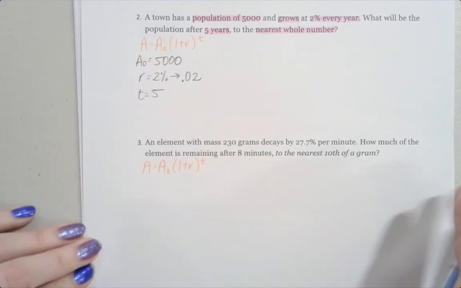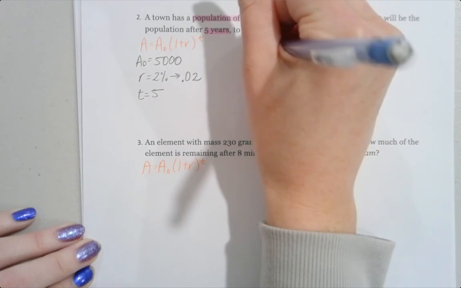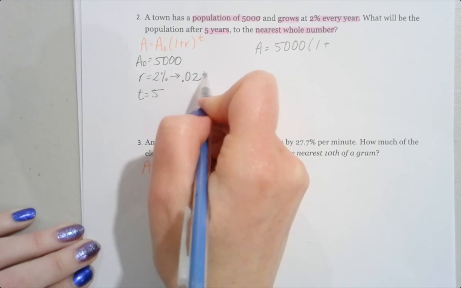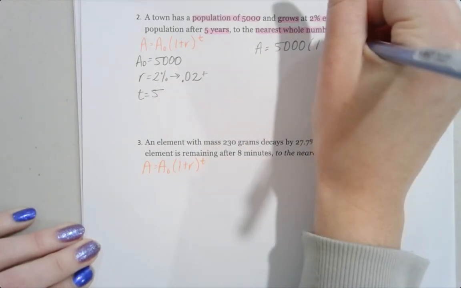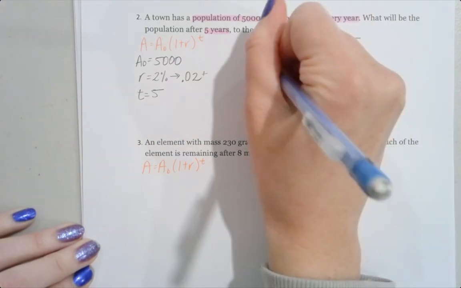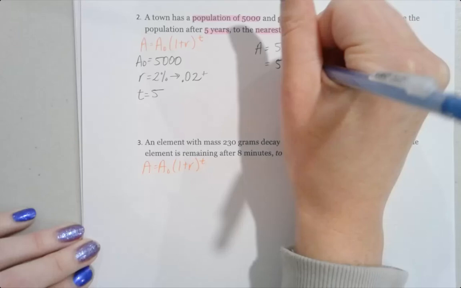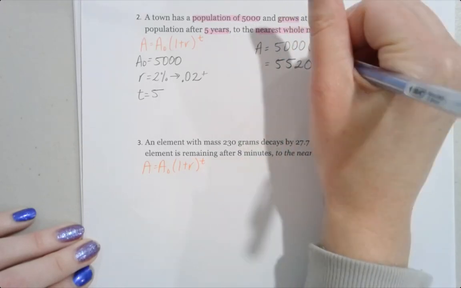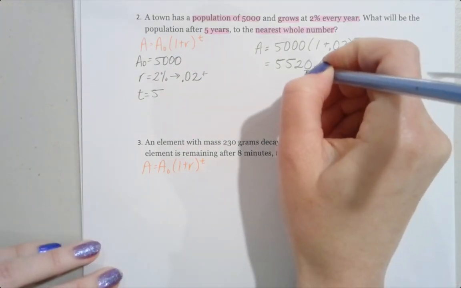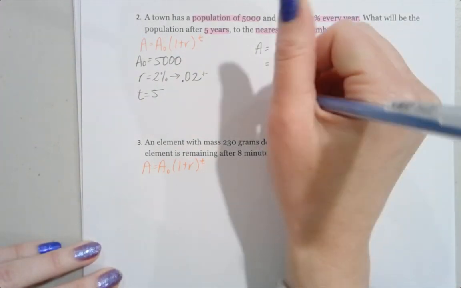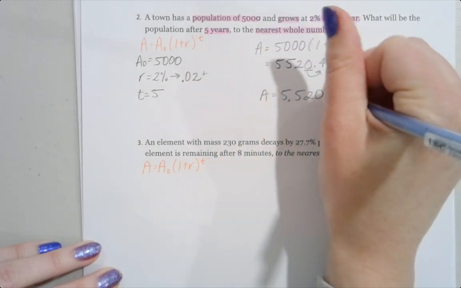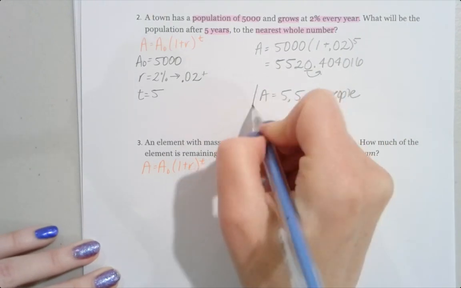And all we have to do now is plug in because we have all of our values here. So it's going to look like 5,000 times 1 plus, because remember it said it was growing, right? So plus 0.02 to the power of 5. Again, if you just plug all of this into your calculator, you should be seeing on your calculator screen 5,520 point, and you've got a couple of numbers here after your decimal. They want us to round to the nearest whole number. 0.4 is not enough to round up, so we are going to say a final answer of 5,520 people are going to be living in this town.